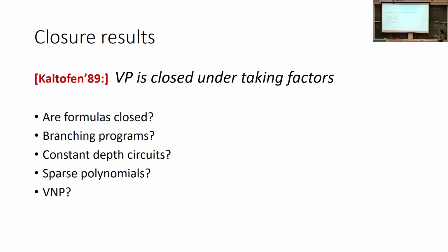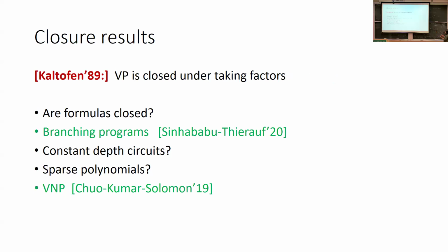But algebraic complexity theorists study all kinds of intermediate models. You can study arithmetic formulas, you can study arithmetic branching programs, and constant depth arithmetic circuits, which in the last few years, for various reasons, have received a lot of attention. You can ask it for sparse polynomials, you can ask it for VNP. Which of these models is closed under factoring, and there's been a lot of work on many of these.